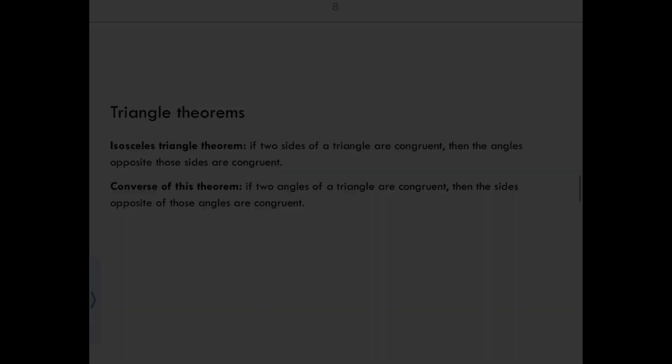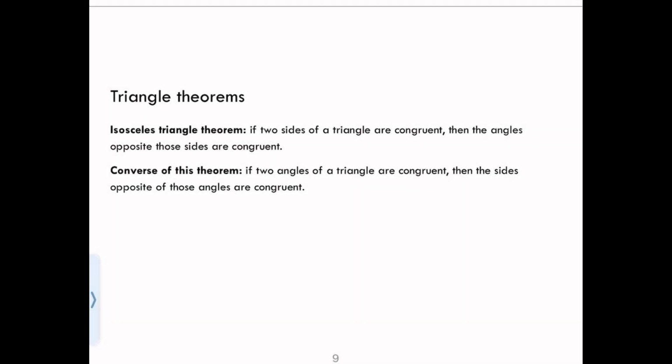Okay. Moving on to triangle theorems. The isosceles triangle theorem says that if two sides of a triangle are congruent, then the angles opposite of those sides are congruent. So if we have a triangle right here, if these two sides are congruent to each other, then the angles opposite of them are also congruent to each other. And the converse of this theorem just says that if two angles of a triangle are congruent, then the sides opposite of those angles are also congruent.